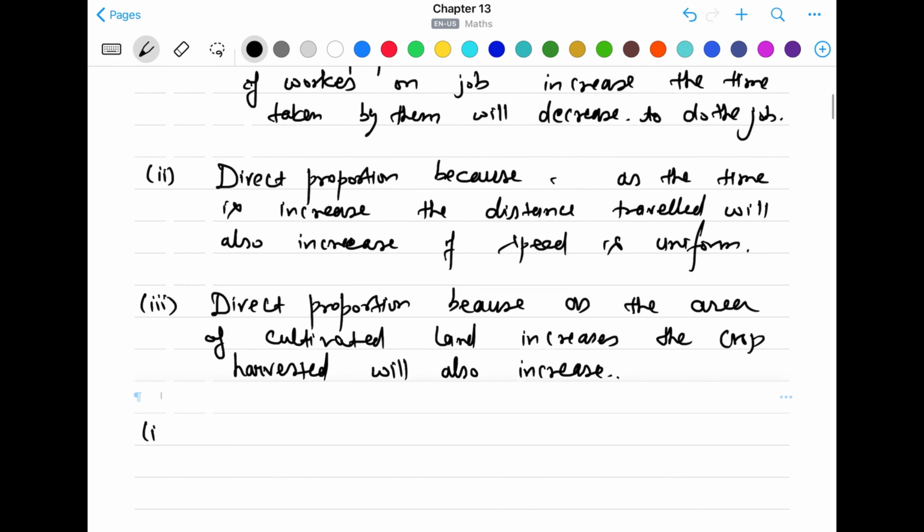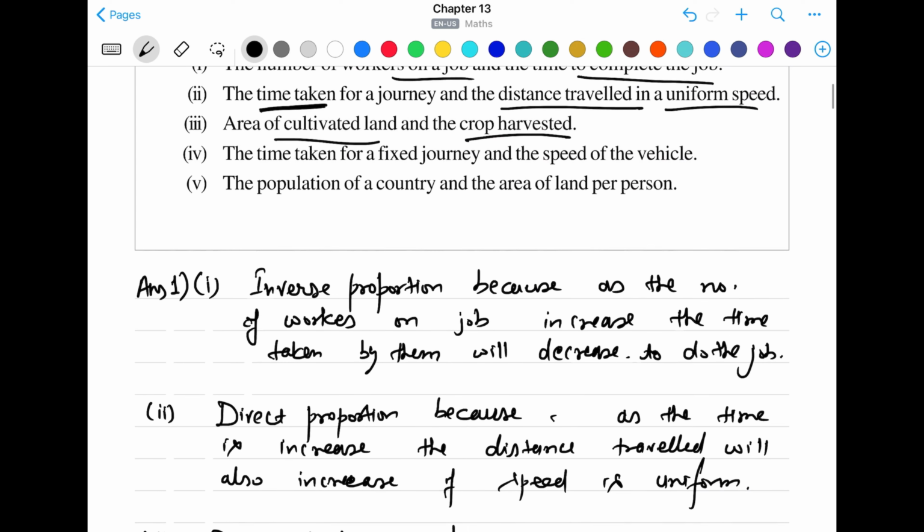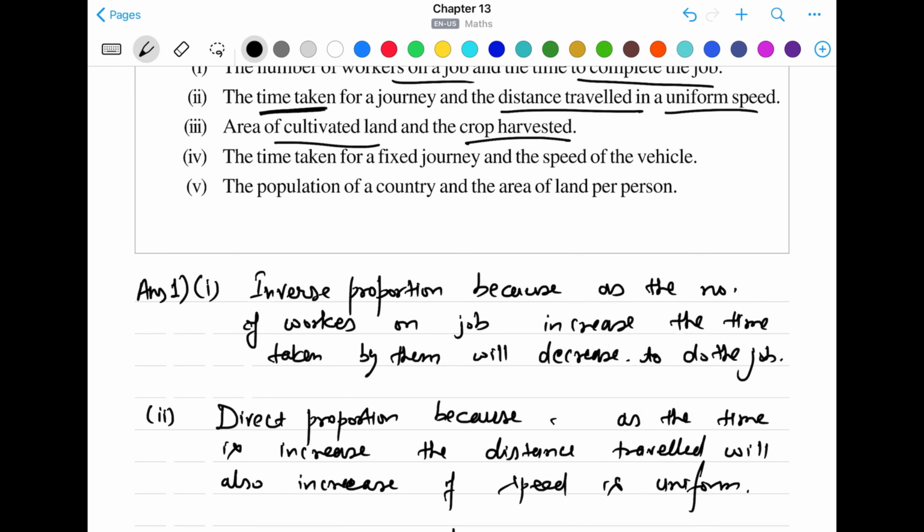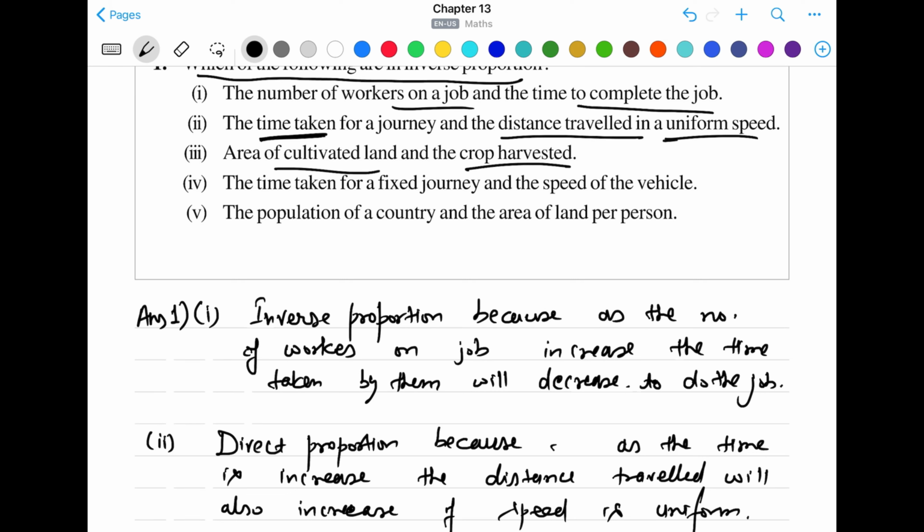Okay, let's see the next one now. Fourth one, it is the time taken for a fixed journey and the speed of the vehicle. In the earlier example the speed was fixed. Now the journey is fixed, that means the distance is fixed. So if the distance is fixed, the time taken by the vehicle will be lesser if we keep on increasing the speed. If we go at a speed of 30, it will take a certain time.